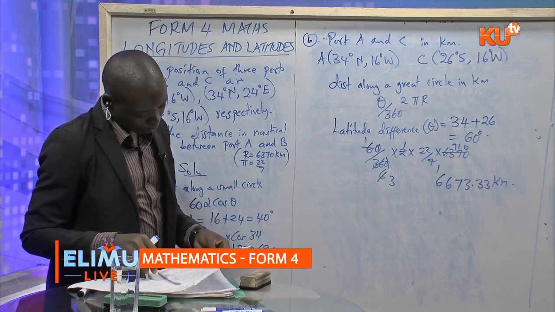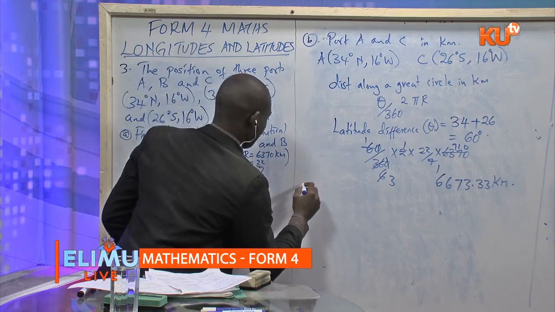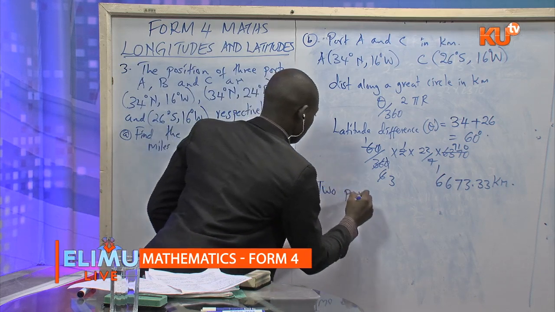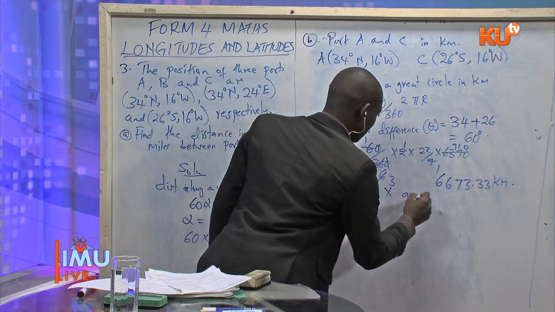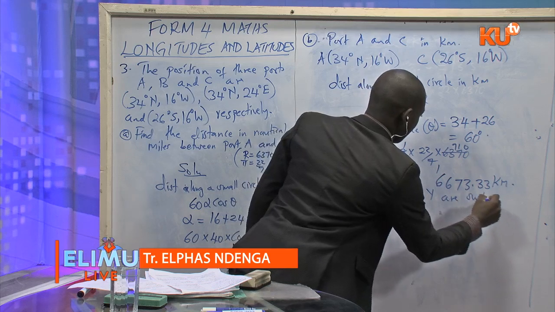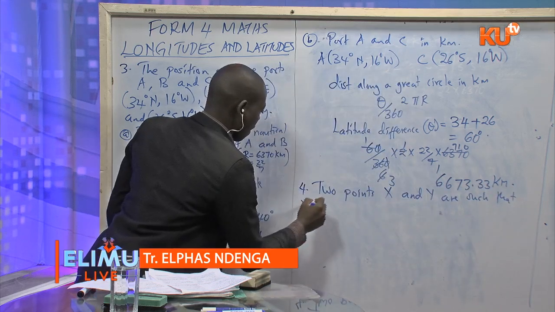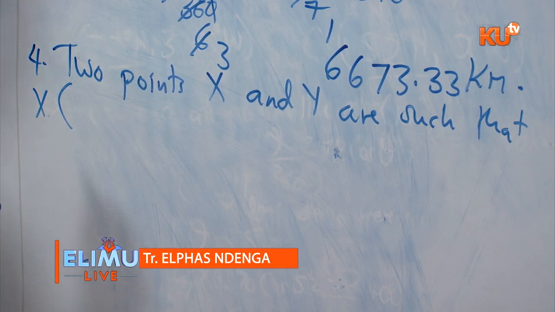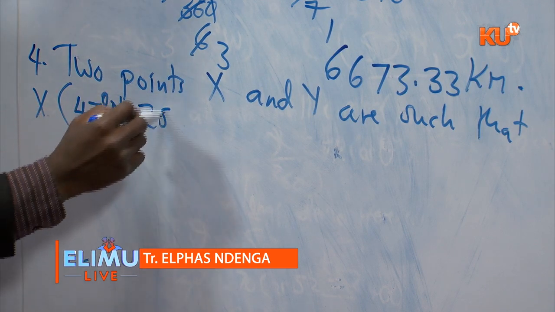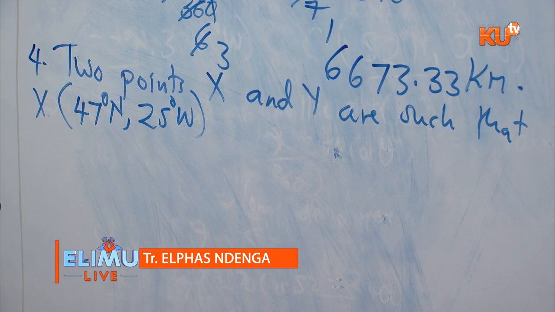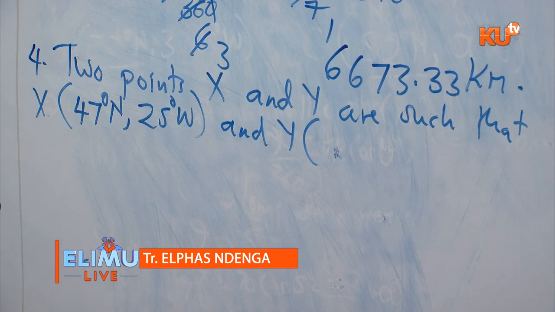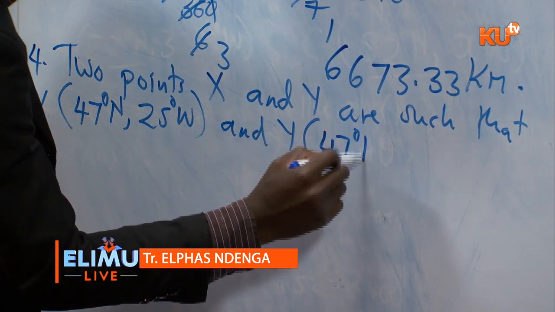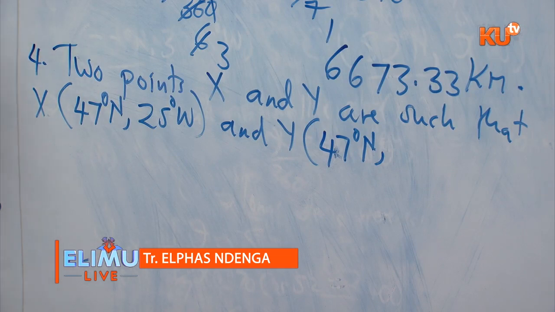Now we have the latitude, that is 2 points. That is our question number 4. 2 points, X and Y are such that X is defined by 47 degrees north and 25 degrees west, and Y is defined by 47 degrees north and 70 degrees west.